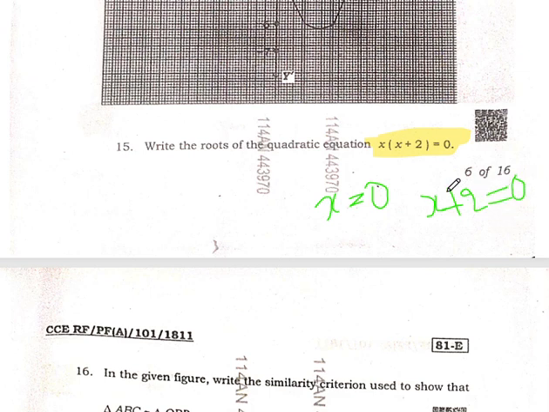x plus 2 is equal to 0. Take this plus 2 to the right-hand side. It becomes minus 2. So you got two values for x now. How many values do you have here?